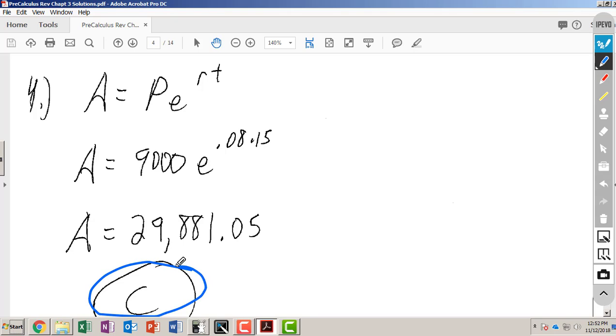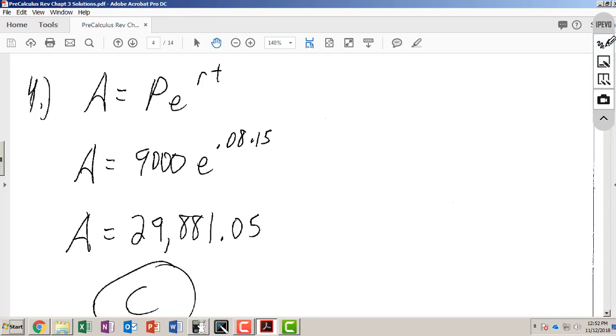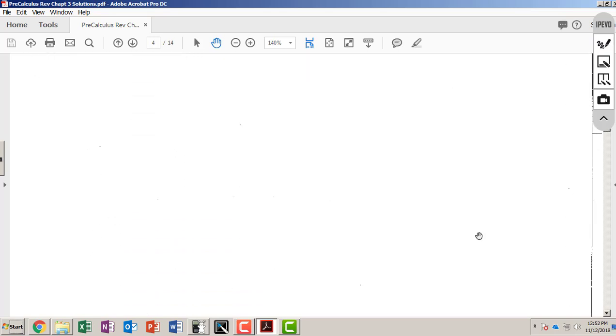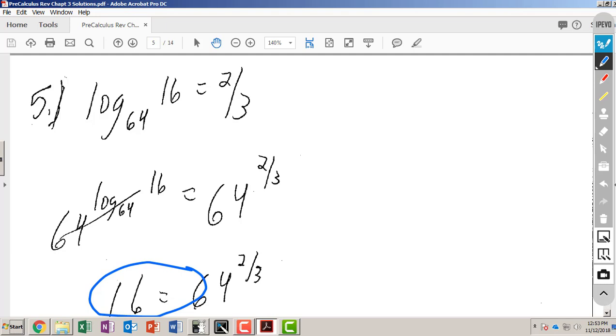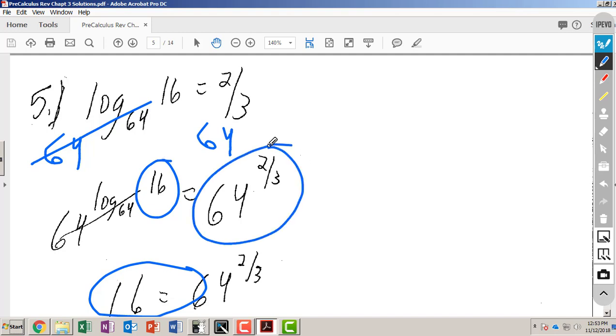On number 5, it says identify the logarithm equation written in exponential form. So remember, to write this in exponential form, there's 2 ways you can do it. The easiest way that most students start to rewrite things is they just remember to do the opposite, I mean, base 64 both sides. To get rid of that log, so that crosses out. And so then you're just left with your base of 16. And then you've got your other side, which is 64 to the 2/3.